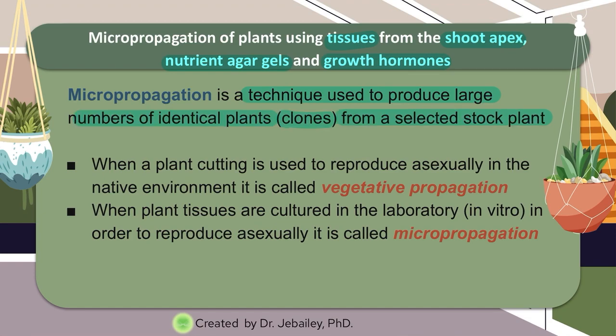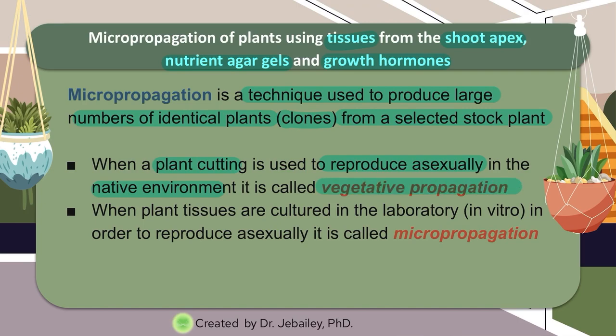So remember how you can use stem cells to make new clones? Well, it's the same thing here. You can use the stem cells of a plant to make extra plants that look exactly the same. So when cutting a plant, right, it's used to reproduce asexually, and in the native environment this is called vegetative propagation. So that means you're just cloning.